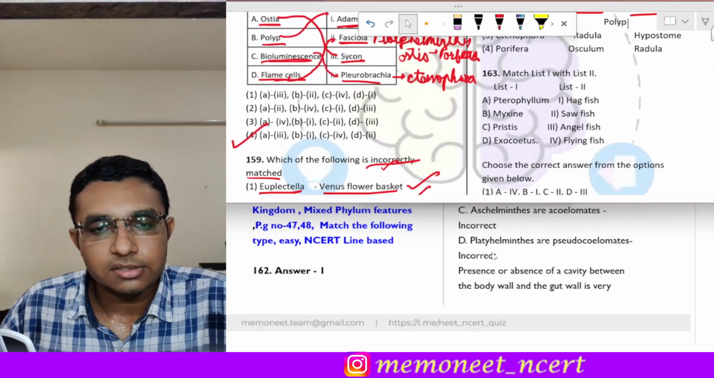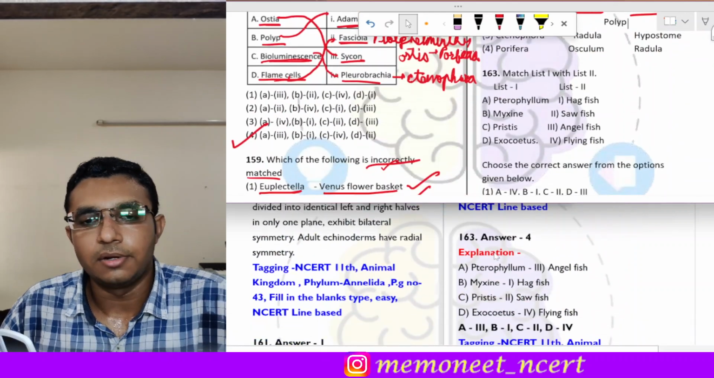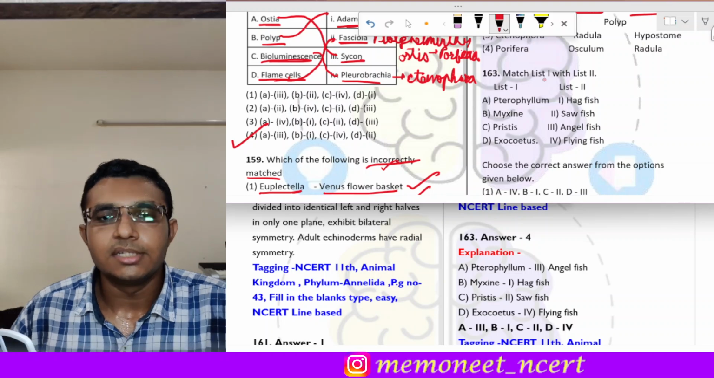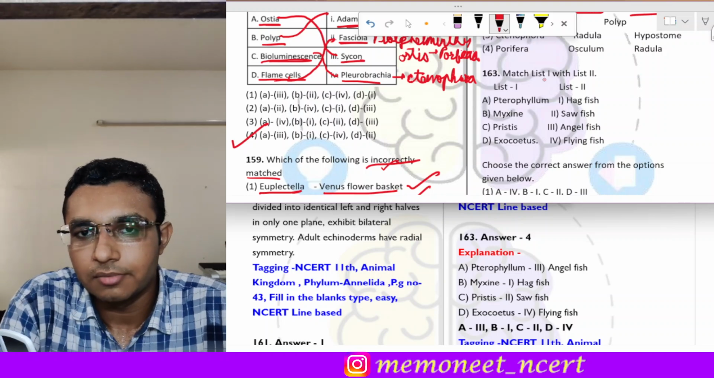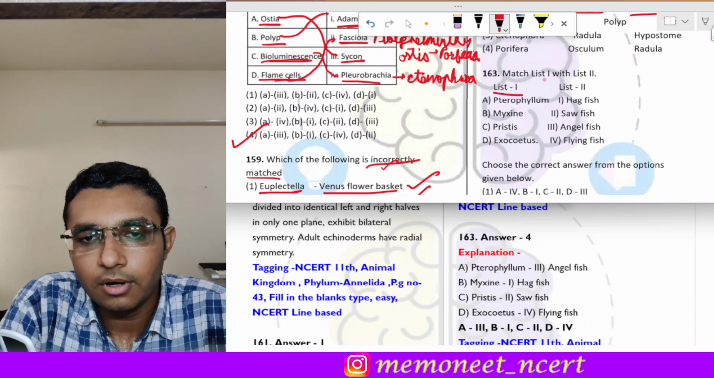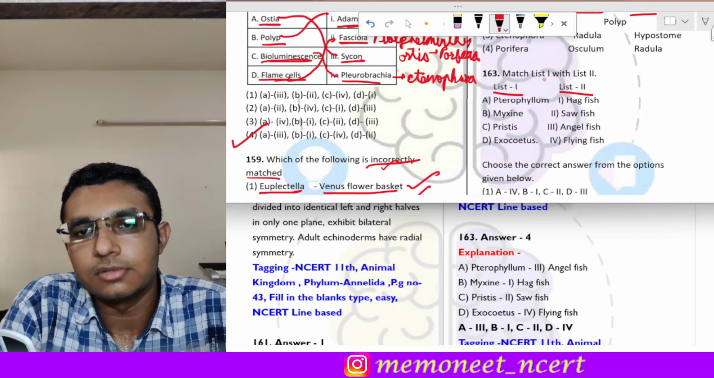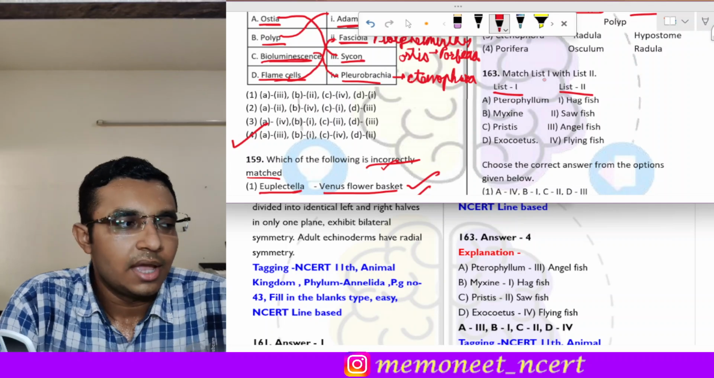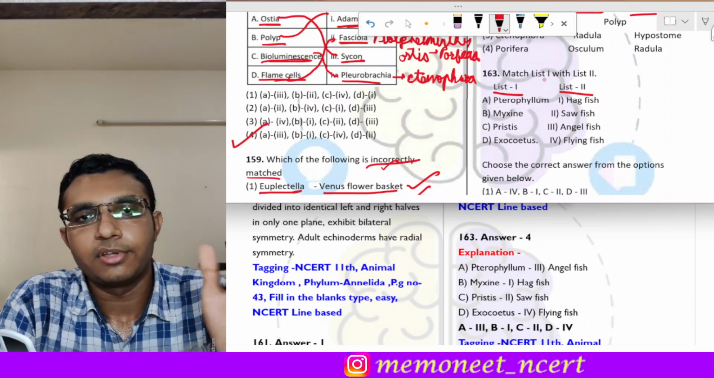Moving on to the next question, that is question number 163. The question 163 is again a match the following type of question, and in list 1 there are certain scientific names of organisms given, and in list 2 there are common names of organisms given. So we have to match the scientific name with the common name.